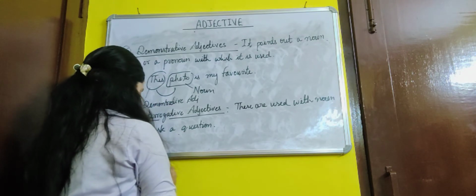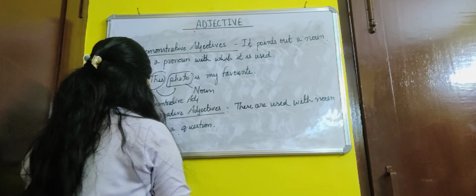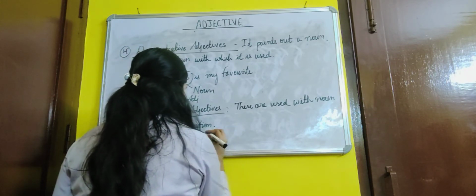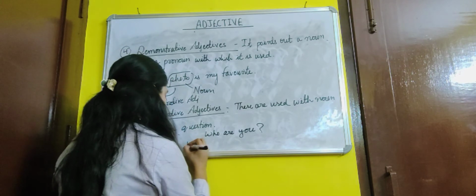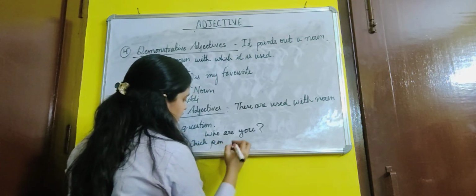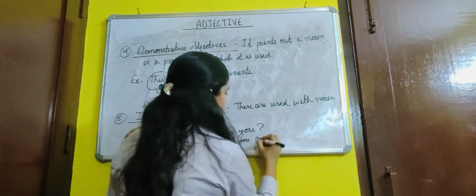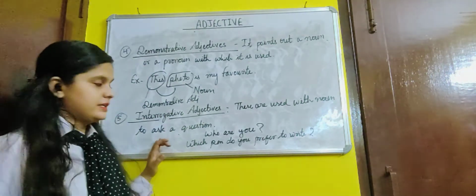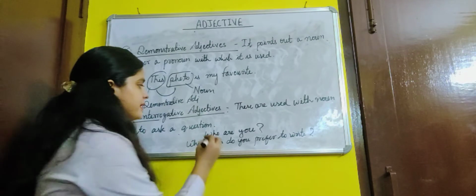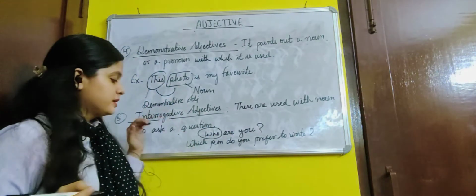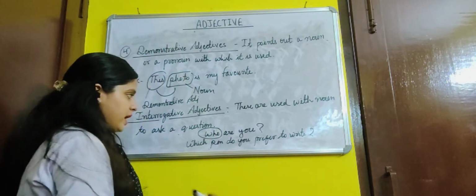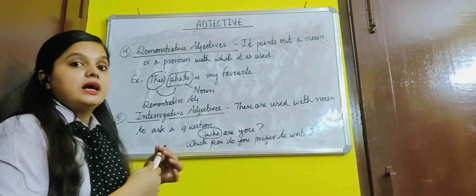Okay, the example. There is a sentence, who are you? And there is one more sentence, which pen do you prefer to write? Now just see the difference between both these sentences. The first sentence is asking a question, but here the word who is used independently. No noun is following it. It is not used with any noun. If I ask who are you, its answer will be a noun.